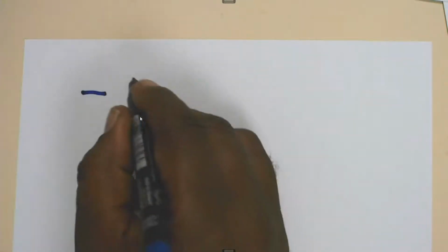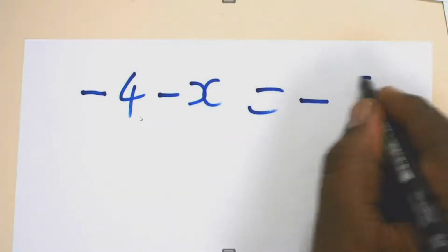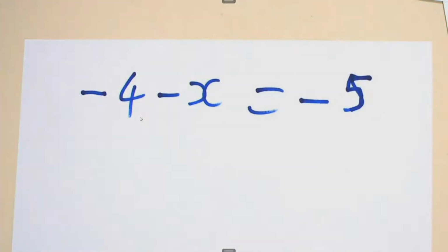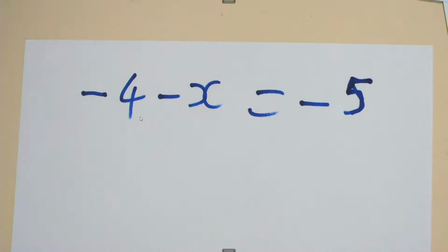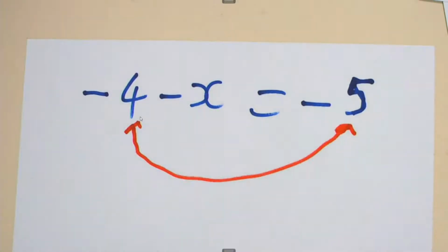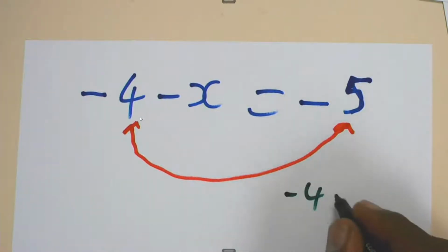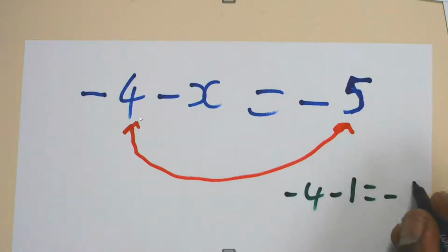Equations. Equality. Left equals right. Now, your operations are used. Again, let's look at the relationship. For starters, for you to get negative 5, you've got negative 4. For you to get negative 5, you need to add negative 1 to negative 4.